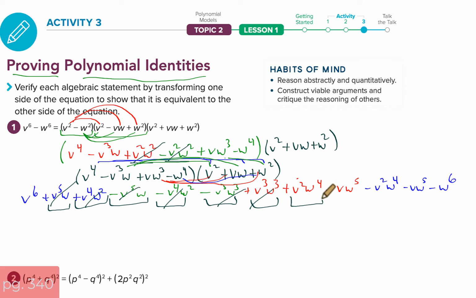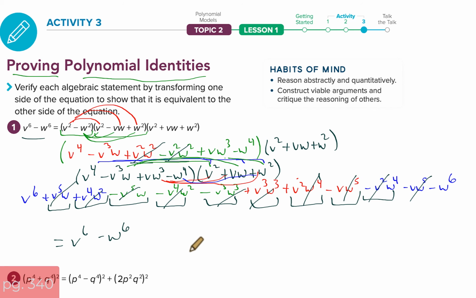Look at this: v squared w to the fourth, negative v squared w to the fourth. They cancel. So much canceling going on. And what are we left with? The very first term, which is v to the sixth. This is all going to equal v to the sixth, and then cancel, cancel, cancel, cancel, minus w to the sixth. What? That's exactly what we started with. That was a lot of work, and you have to be very careful with your signs. But you know what you're supposed to get, so you know if you're right and you know if you're wrong.